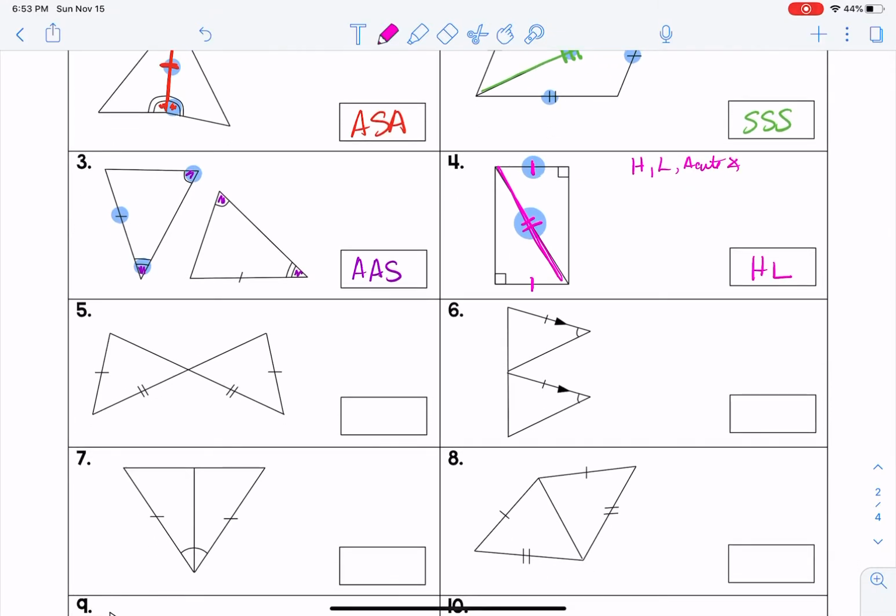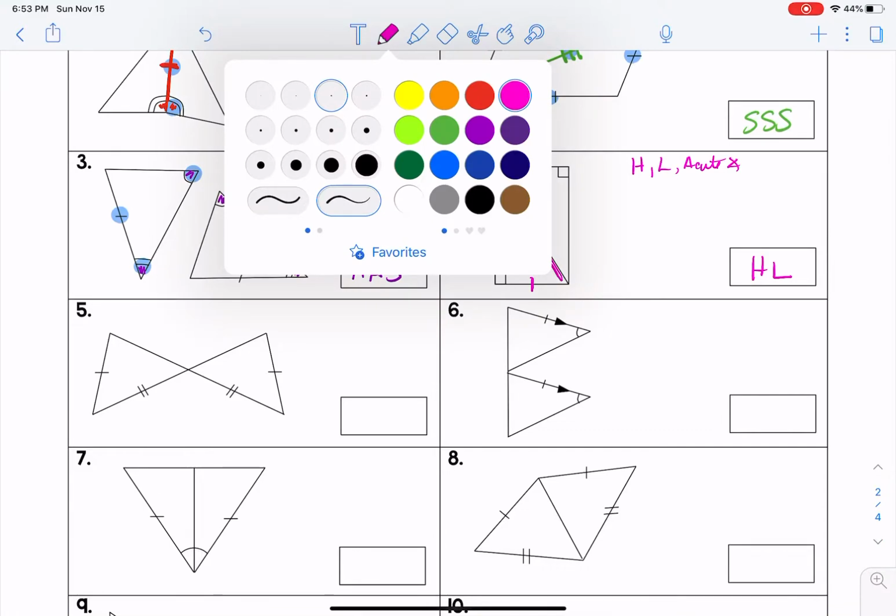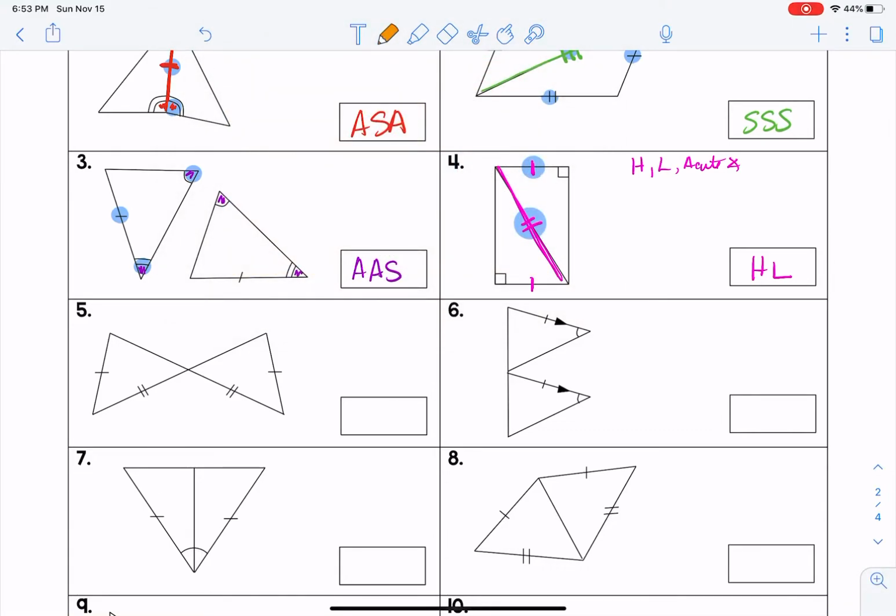So then we look at number 5. And number 5, I have two sets of congruent lines, and I know that these angles are congruent because they're vertical. But what I've been given is side, side, angle. And side, side, angle is not a theorem. So these are not congruent.